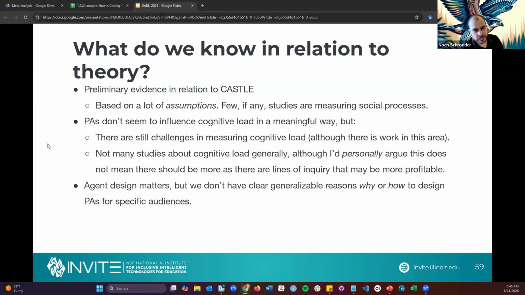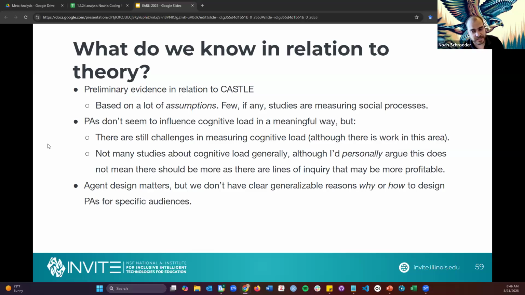Second, pedagogical agents don't seem to influence cognitive load in a meaningful way. This was a critique from a long time ago, and we wanted to re-examine it because there were still a few studies looking at it. There are still challenges with measuring cognitive load. I know people have been working in this area for a long time, but personally, this is Noah's opinion, nobody else's, I don't think there should be more research around agents and cognitive load right now. The reason is that my personal perspective is that agents offer a lot of opportunities for social interaction that we don't see from other types of learning environments.